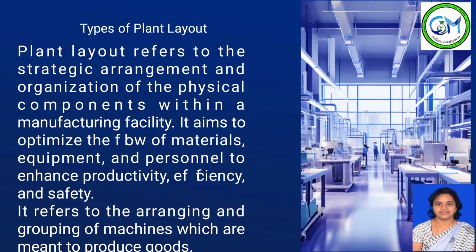What do you mean by plant layout? This we already discussed in chapter 3.2. Plant layout refers to the strategic arrangement or organization of the physical components within a manufacturing facility. Designing operations, workflows, machinery, everything should be arranged in a sequential manner. It aims to optimize the flow of materials, equipment, and personnel to enhance productivity, efficiency, and safety. It refers to arranging and grouping of machines which are meant to produce goods.